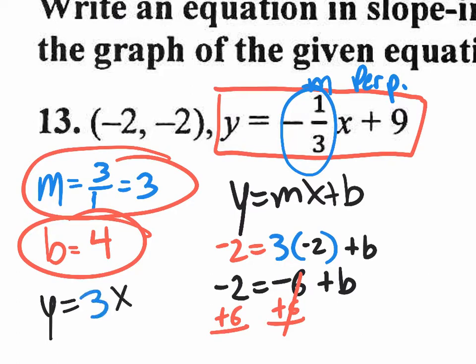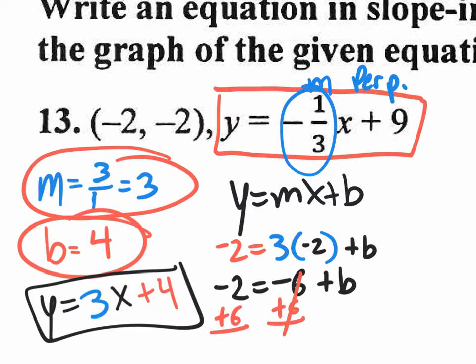3x plus 4. That is your slope-intercept form equation. So on the top half, I told you parallel. That means same slope. On the bottom half, I'm telling you perpendicular, which means that you first need to find the slope and then change the sign and flip the fraction so you could get your slope.